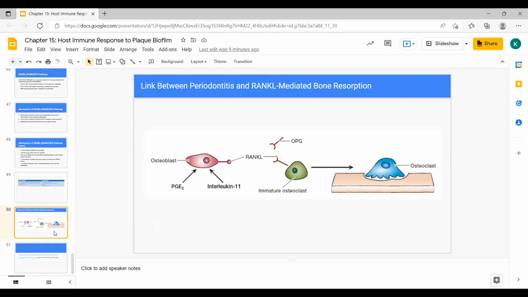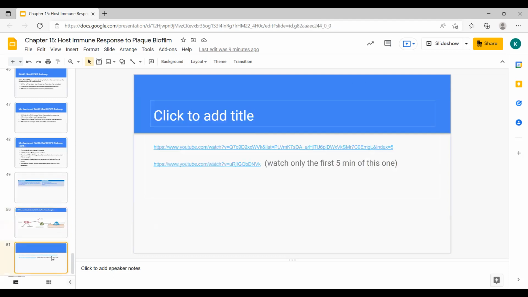Okay, so the link between periodontitis and RANKL-mediated bone resorption. So this is just showing the osteoblast, okay? It has influence of prostaglandin E2 and interleukin 11, okay? And then the RANKL binds to the immature osteoclast, okay, which stimulates the osteoclast to break down the bone, okay?